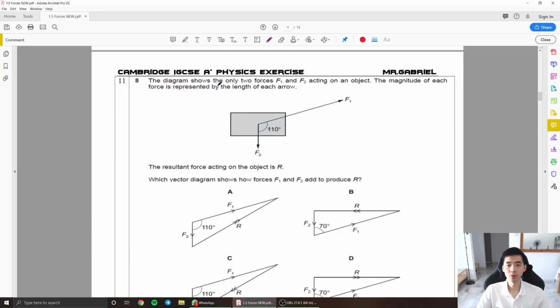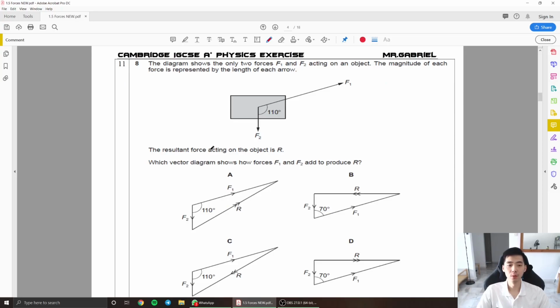Then the diagram shows only two forces, F1 and F2, acting on an object. The magnitude of each force is represented by the length of each arrow. The resultant force acting on the object is R. Now, there are basically two forces acting here, and you have to understand that when there are two forces acting on an object, the resultant force will always be in between the two forces here, yeah, guys.